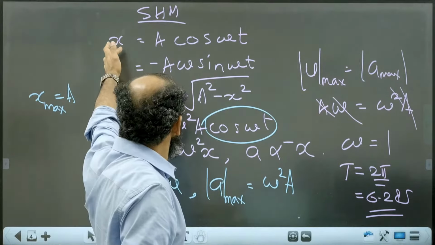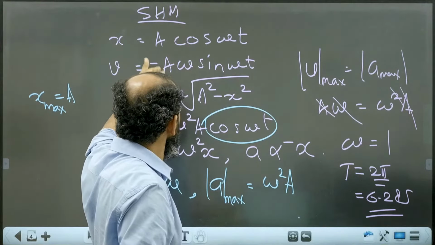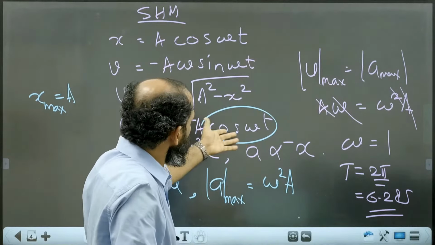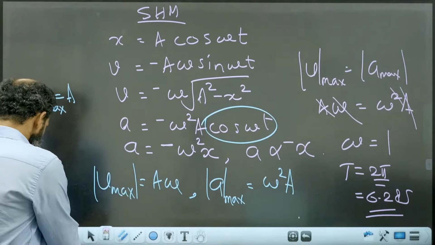Now, position, velocity, acceleration. Velocity has two equations to learn by heart. Acceleration also has two equations. Now, there are many other popular questions based on this. You have to exercise all this, whatever we discuss here.